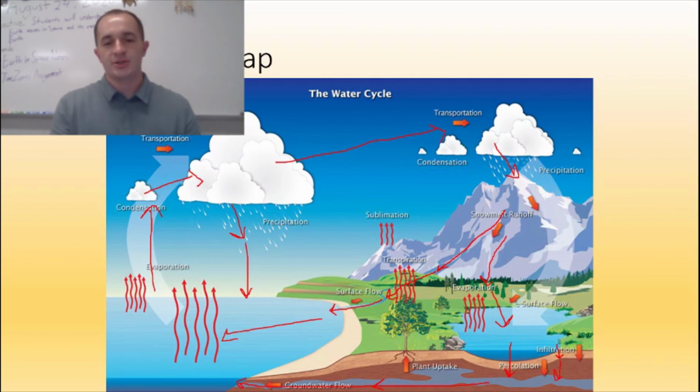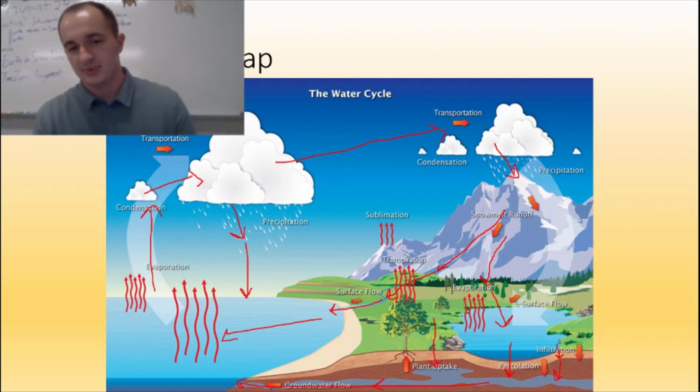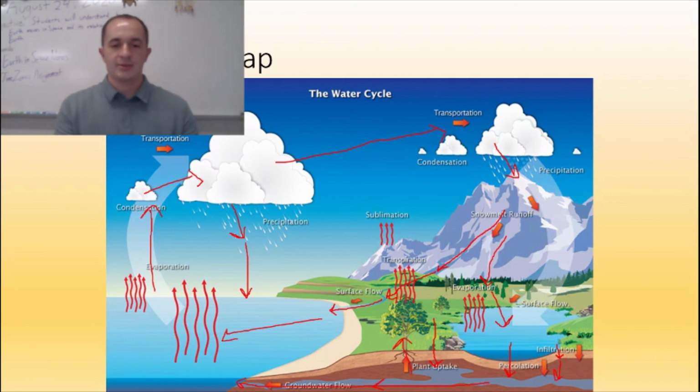If the rain, when it falls and precipitates, is not over a mountain, just over normal land, it can do this same thing, infiltration and percolation, but it could also get picked up by plants. So plant uptake is when a plant takes the water from the ground that falls and it uses it, and then it moves it back out after it's been used in the form of water vapor into the air.